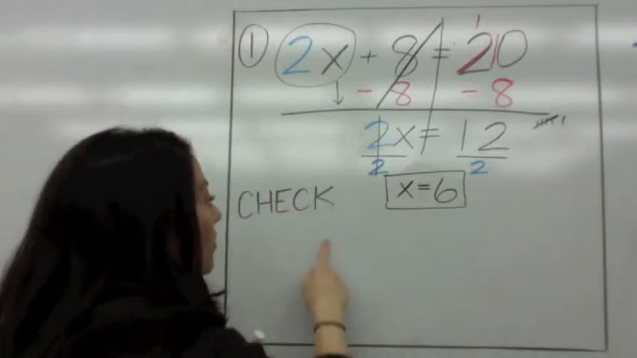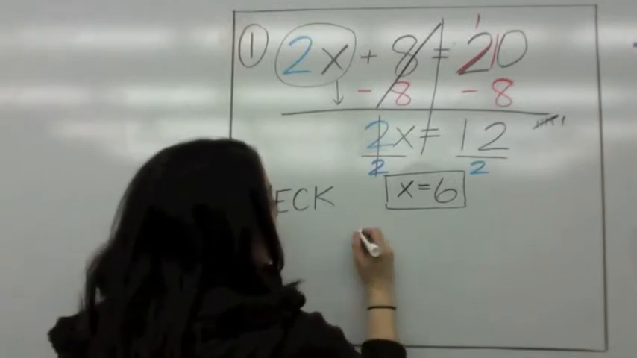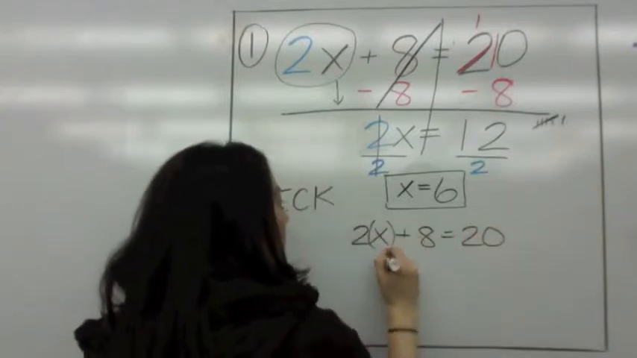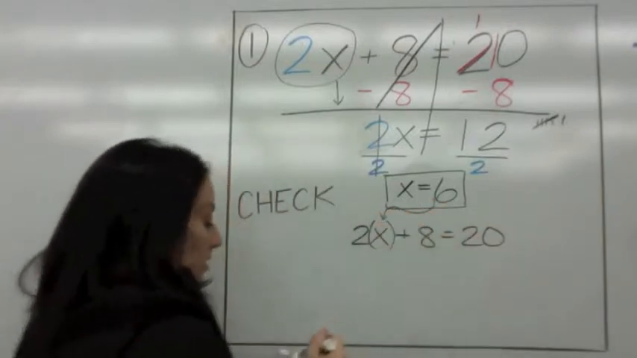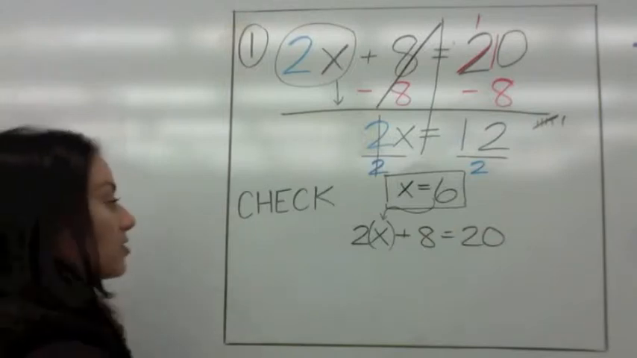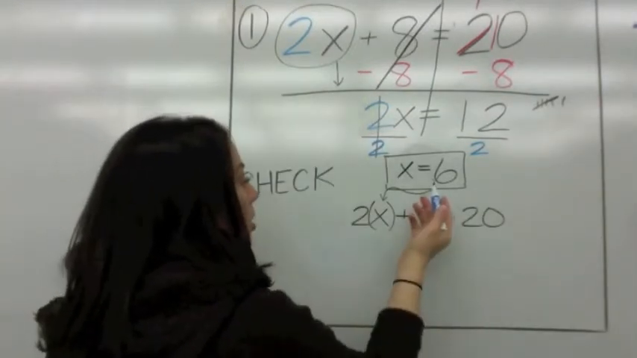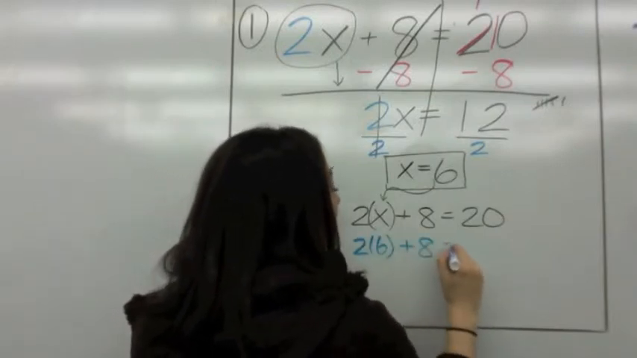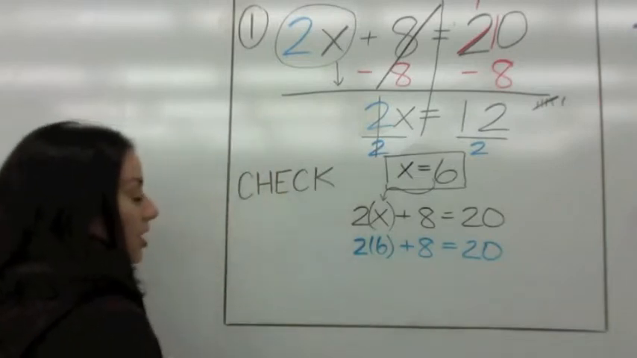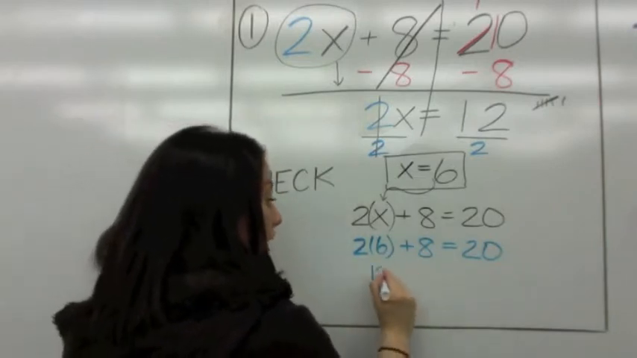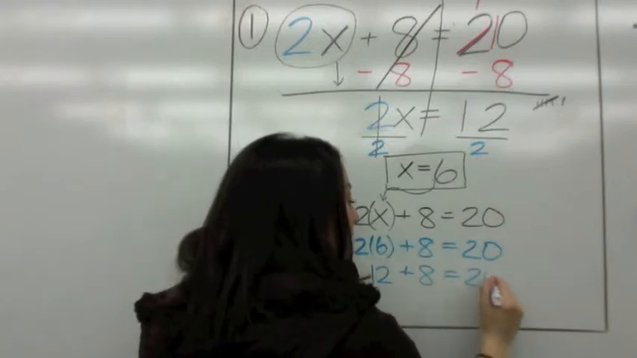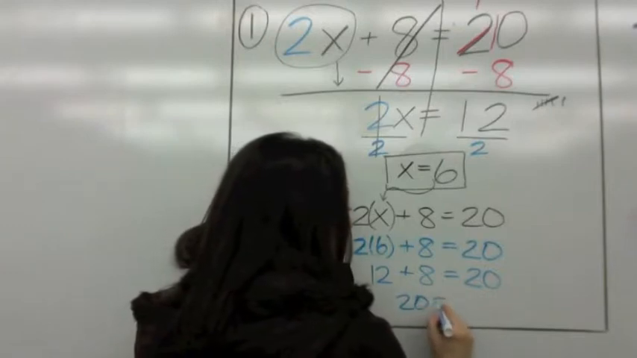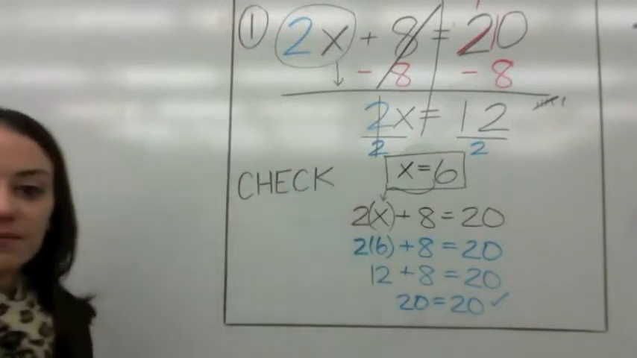All right, so we're going to go ahead and do the check. We're going to do it down here. Write the original equation, 2x plus 8 equals 20. Put parentheses around the x. We're going to substitute 6 in the place of x. So when you put 6 in the place of x, you say, does 2 times 6 plus 8 give you 20? Is that a true statement? 2 times 6 is 12. Plus 8, is that 20? What is 12 plus 8? Is that 20? Yes. So you're going to say 20 does equal 20, and then you write a check.